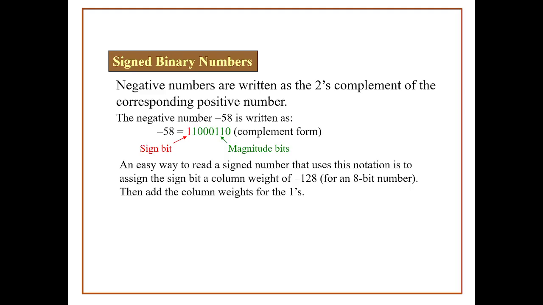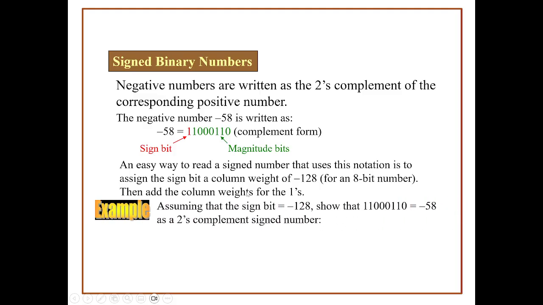An easy way to read a signed number that uses this notation is to assign the sign bit a column weight of negative 128 for an 8-bit number. Then add the column weights for the ones. So for example, assuming the sign bit is negative 128, show that 11000110 is equal to negative 58 as a two's complement signed number. So the column weights: negative 128, and then the rest are 64, 32, 16, 8, 4, 2, and 1.